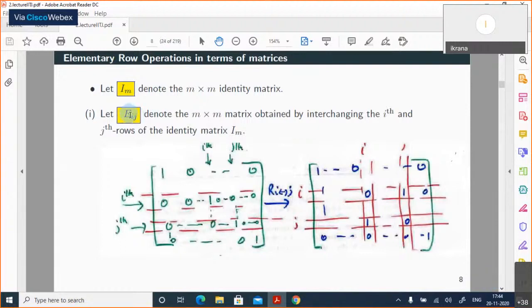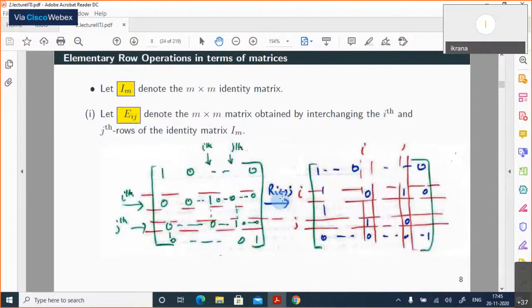Let us write Eij. Eij denotes the matrix where you take the identity matrix of order m cross m and interchange the ith row with the jth row. Start with the identity matrix, interchange those two rows, and you will get a new matrix Eij. So on the identity matrix we have performed a row operation, namely interchanging the ith and jth rows. This is the identity matrix on the left hand side, with 1 in the ith row, ith column, and 1 in the jth row, jth column.